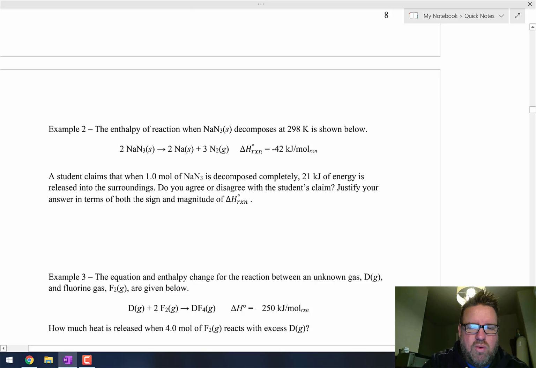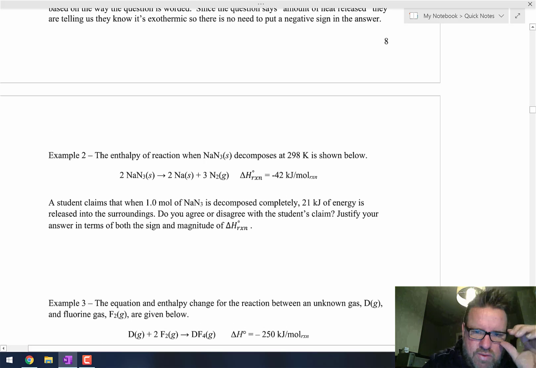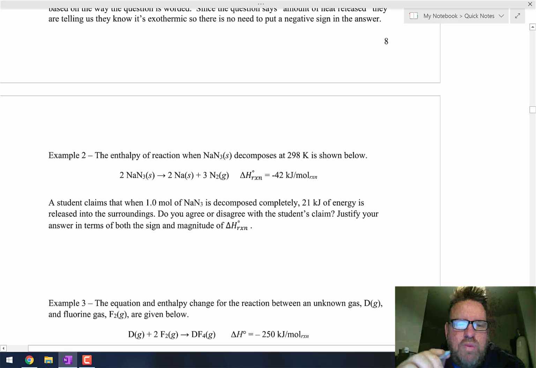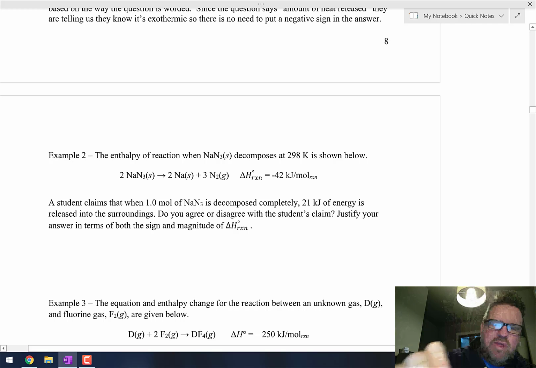Let's look at one more, and then I'll do another video with some different examples. The enthalpy of reaction when NaN3 decomposes at 298 is shown below. A student claims that when 1 mole of NaN3 is decomposed completely, 21 kilojoules of energy is released into the surroundings. Do you agree or disagree with the student's claim? Justify your answer.